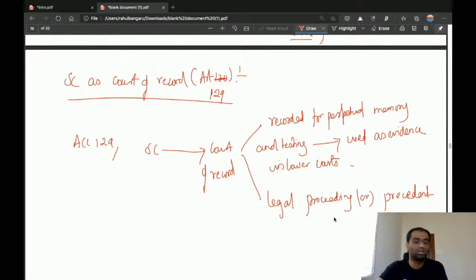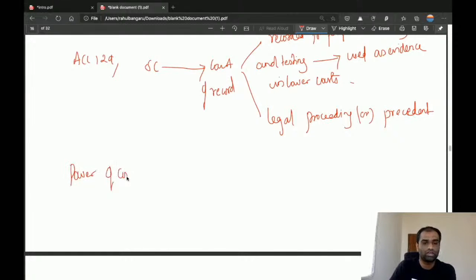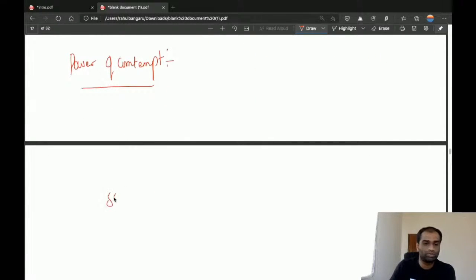So the Supreme Court is considered a court of record: its judgments are recorded for perpetual memory as well as testimony, can be used as evidence in lower courts, and are treated as legal precedent themselves. And then the Supreme Court also has the power of contempt.